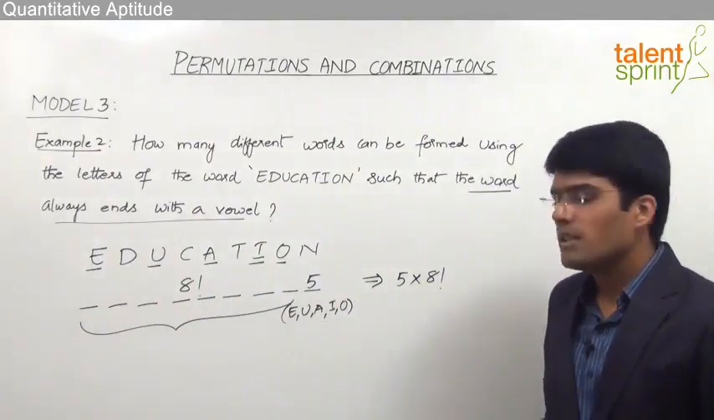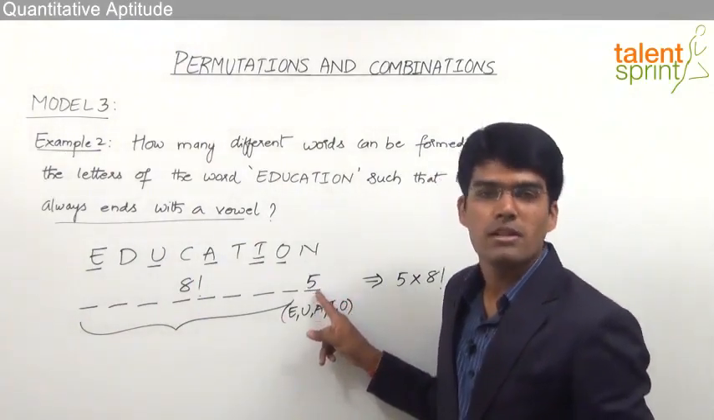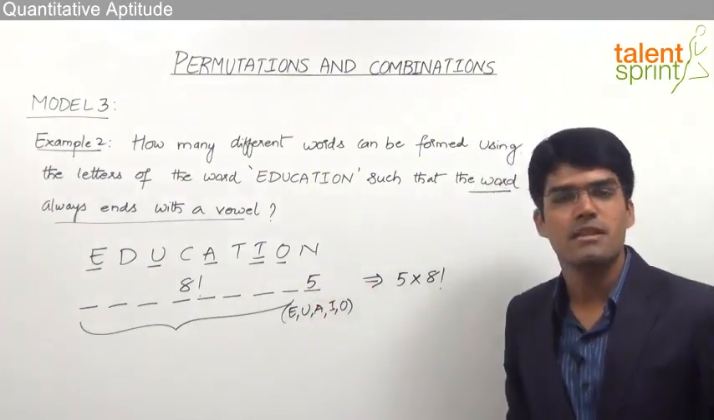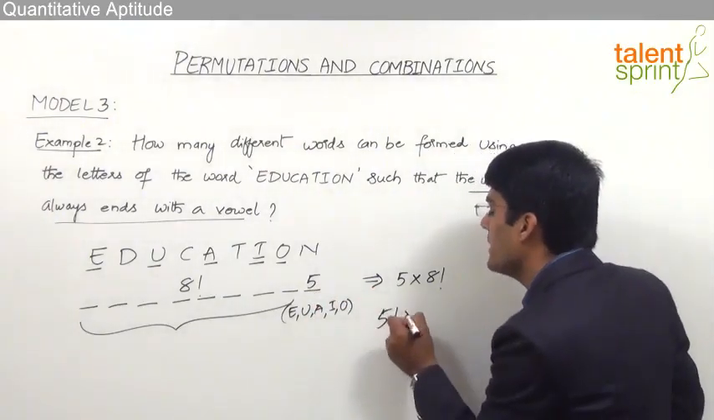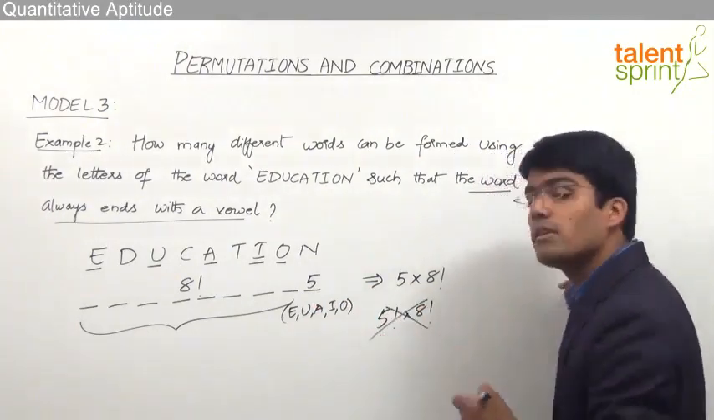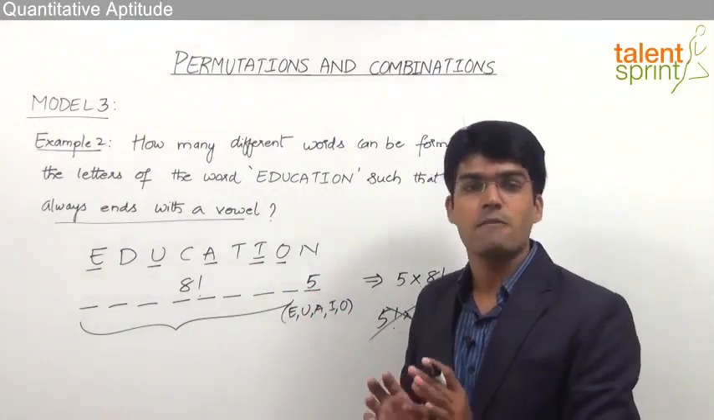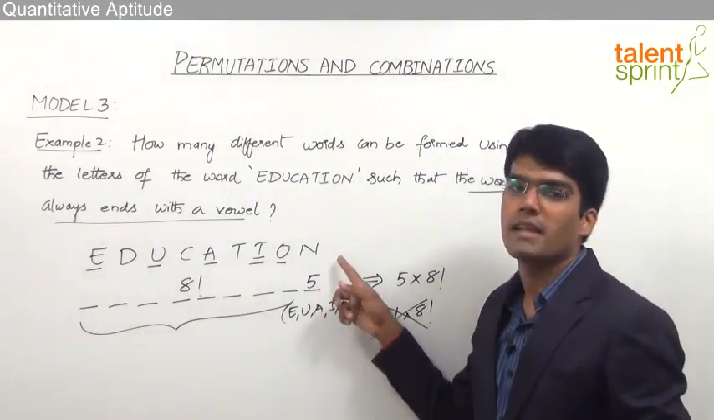Remember friends, here the most commonly committed mistake is some students take it as 5 factorial for the last position. That is, because there are 5 vowels, they feel that last position can be filled in 5 factorial ways, and hence they say the answer is 5 factorial into 8 factorial, which is absolutely wrong. Why? Because last position can be filled in 5 ways, but not 5 factorial ways. There are 5 vowels available, any of these 5 can come.